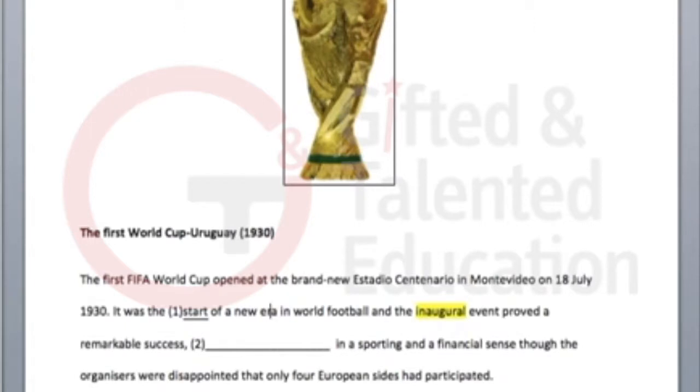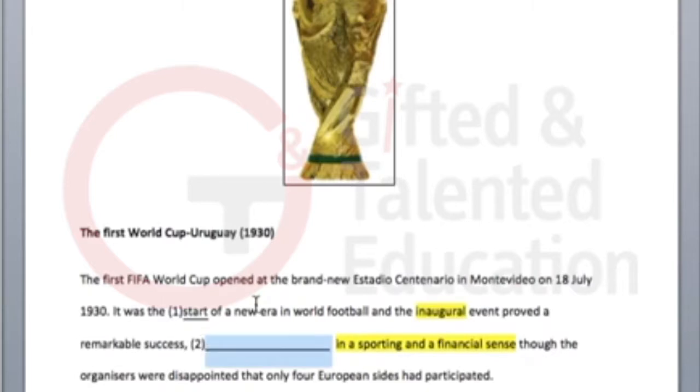For question 2, there is a couple of clues right here. It is blank in a sporting and a financial sense. Okay, so there are actually two things that are happening now, right? If there are two things happening now, you say that it is a success blank in this aspect and in that aspect. There are two things happening now. What do you think is the most suitable word for it?